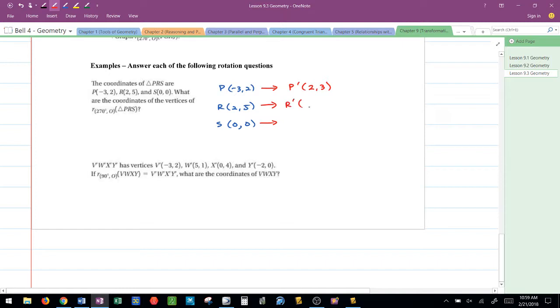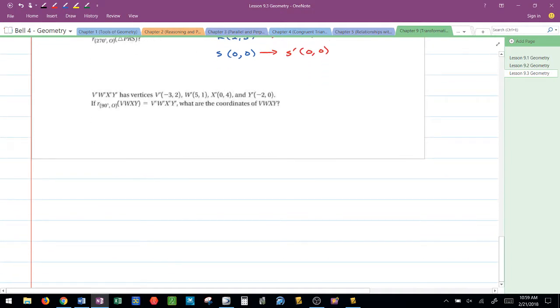R prime. All right, it's in the first quadrant. It's going to end up in the fourth quadrant when I turn it 270. Fourth quadrant is positive, negative, and I got to switch them. So it's 5, negative 2. S prime. S is at 0, 0. If I rotate it 270 degrees, I'm still at 0, 0. All right? Try one more down here.